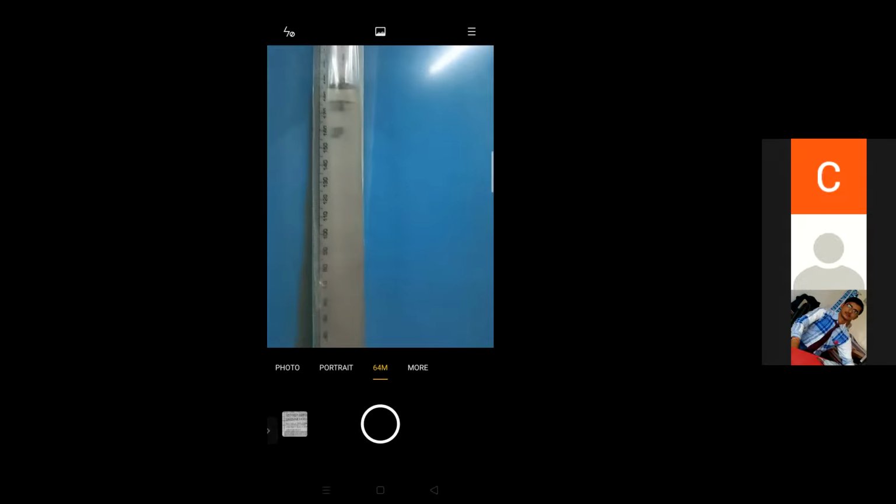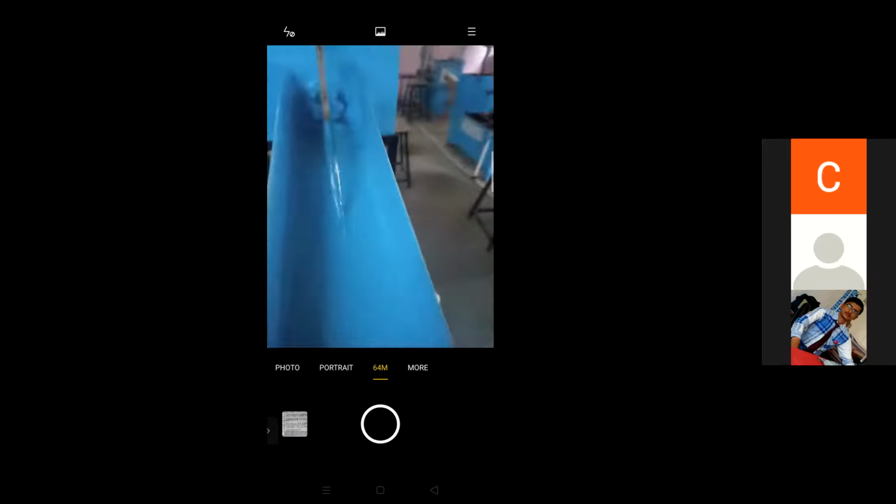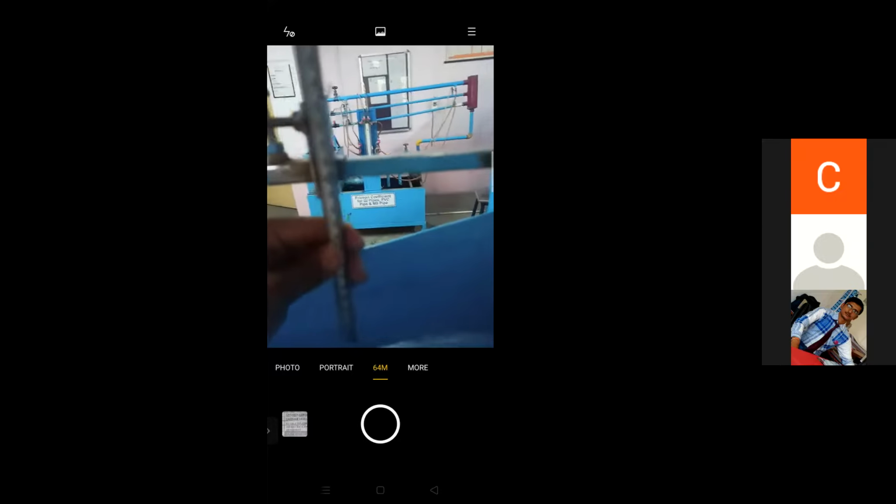You can see the water level has reached 180. So capital H is 180 mm, in meters that is 0.18. Okay, so now let us see the reading here. You can observe again the jet has become stronger, and I have to take this pointer upside.